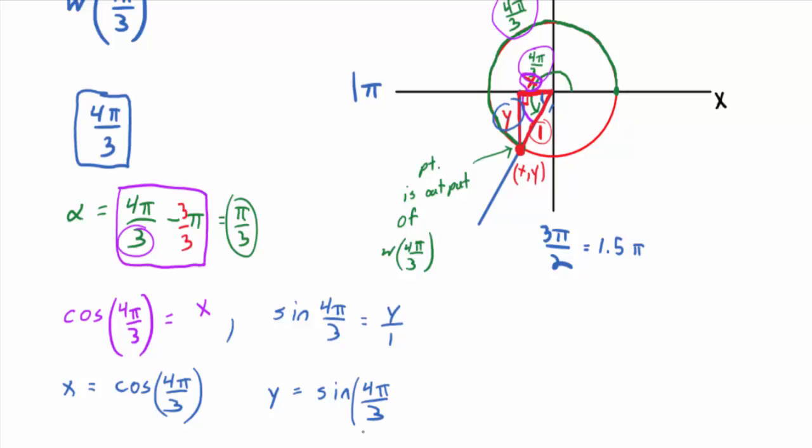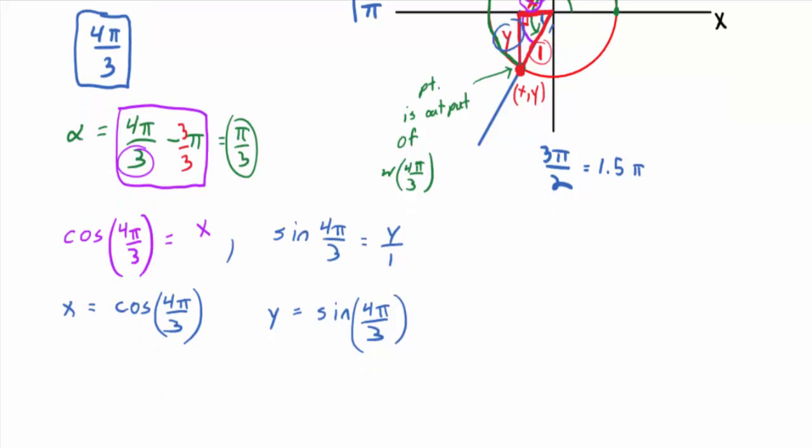Well, isn't it these values we're looking for? Aren't these x and y? Taken together as an ordered pair, those represent the output of my wrapping function. So this is a good opportunity to review how we find the exact value, because 4 pi thirds has a reference angle that's a special angle. Since we're in the third quadrant, what should the sign be, S-I-G-N, on both x and y?